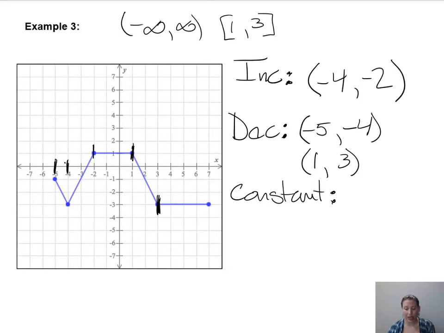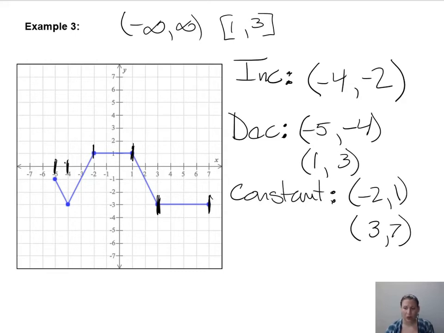Well, it starts being constant where? Let's look. So at -2. So we say it starts being constant at -2 and stops at +1. Okay. Is there another section? Yeah, the end section, right? Starting at +3 and going to +7.